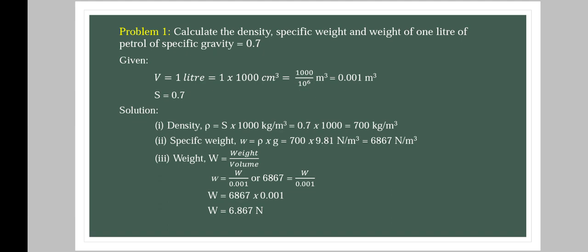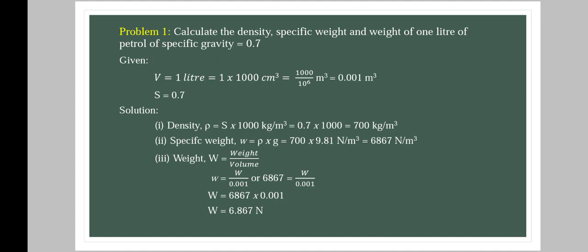Problem number 1: calculate the density, specific weight, and weight of 1 liter of petrol of specific gravity 0.7. So we have to find the density, specific weight, and weight of 1 liter of petrol. The only given data is specific gravity. The given data is V equal to 1 liter, that is a single liter. So 1 into 1000 centimeter cube, we are converting into meter cube. Here 1000 divided by 10 power 6 meter cube, that is 0.001 meter cube. And the specific gravity value is 0.7.